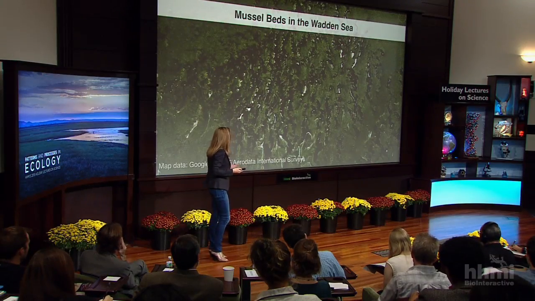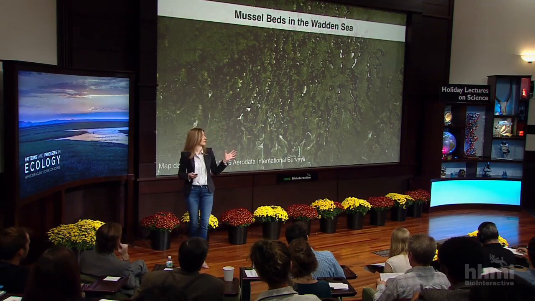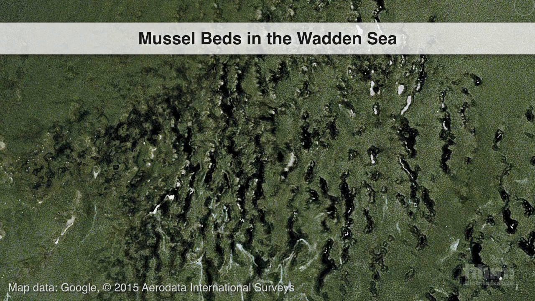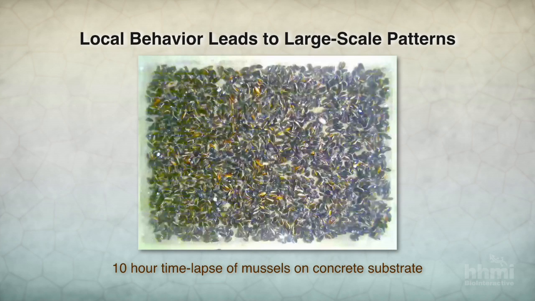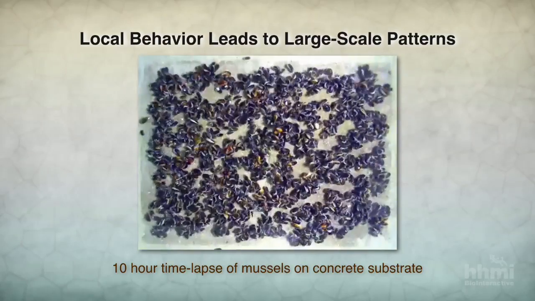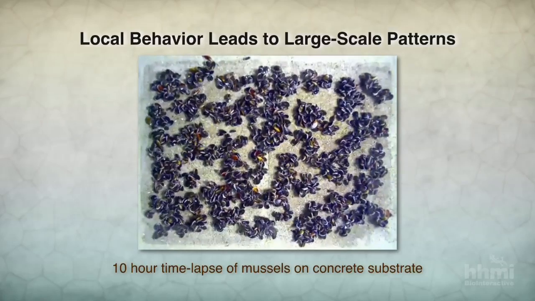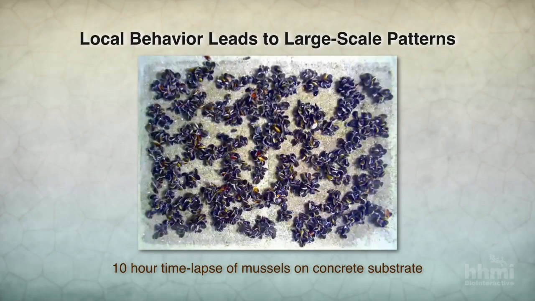So let me give you an example. Here's something that you may see if you use Google Earth and you were hovering about Wadden Sea. It looks kind of like streaks, but they turn out to be very regular streaks. And if you look carefully, those actually turn out to be mussel beds. And so the question is, how do these tiny mussels organize in such large-scale patterns that you can see them from the satellite? So here are the mussels, and if you put mussels on a concrete substrate and you're willing to wait for about 10 hours, this is what they do. So very small-scale behavior leads to large-scale patterns.